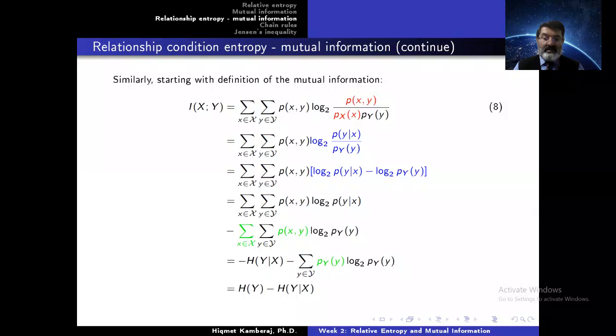Then I'll have minus H of y given x, minus the sum of all y's from epsilon of p of y log with base 2 of p of y. Now this second term gives me the entropy of the random variable y. Then I rearrange it as H of y minus H of y given x.